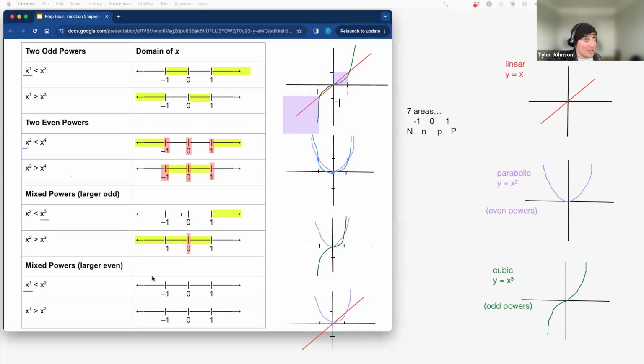So where is the first power, the red line, under the purple line? It's in 3 different spots. It's for my big positives, for my negative fractions, and my big negatives. The opposite's going to be true only for positive fractions.